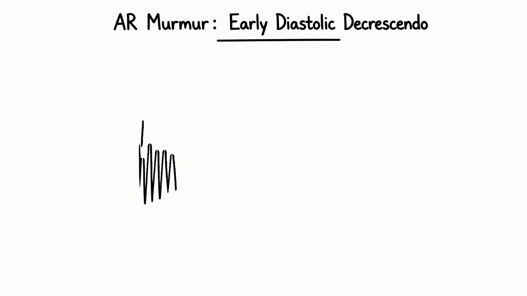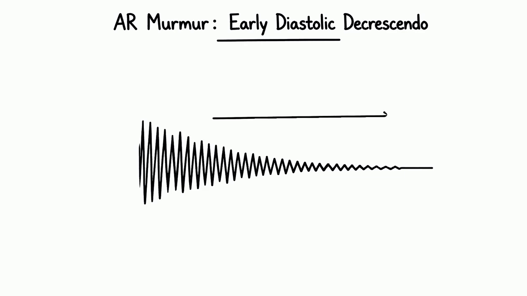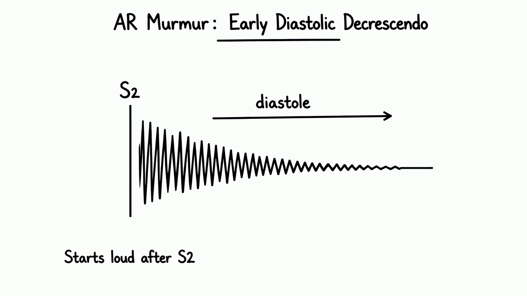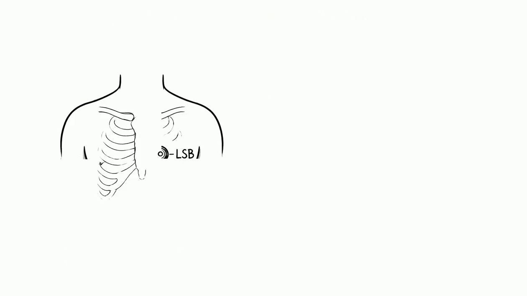Now decode the regurgitation murmur itself. The leak starts after valve closure and continues through diastole. It begins loud because the aorta to LV gradient is initially highest. It decrescendos as ventricular filling gradually reduces that gradient.